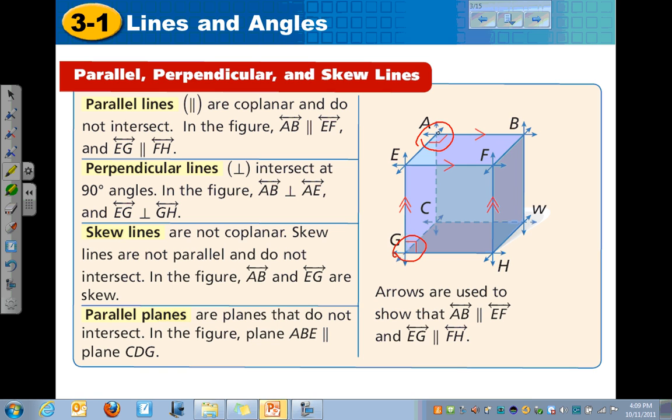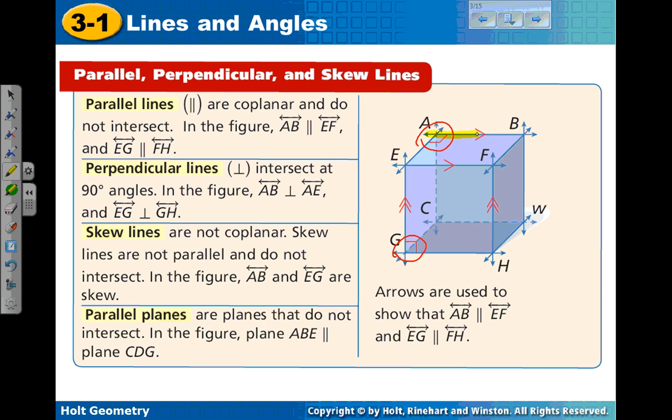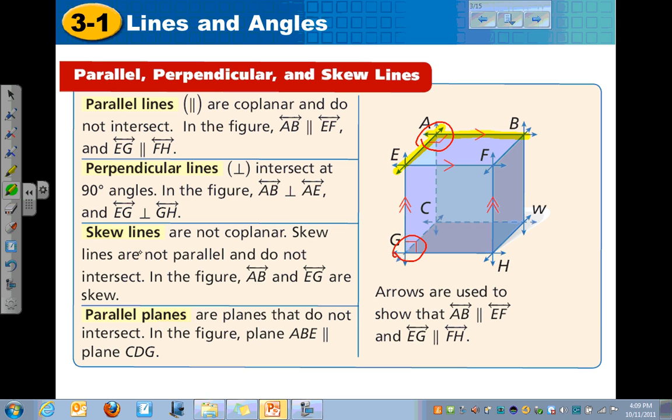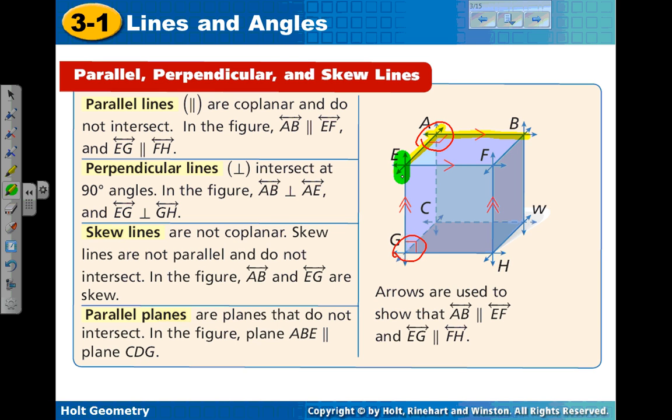So we have line AB here in the back of the box on top, perpendicular to AE. And then again we have line EG here in the front of the box, perpendicular to the bottom here, GH. So those are our perpendicular lines that are clearly marked on our figure.